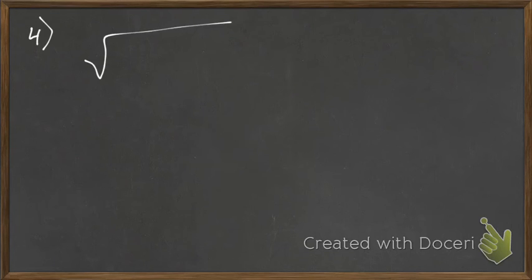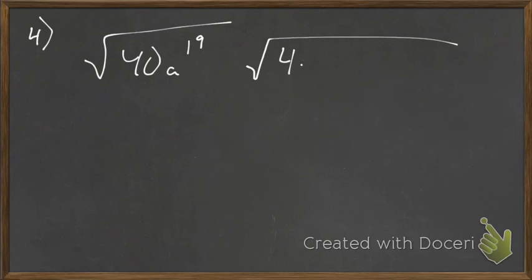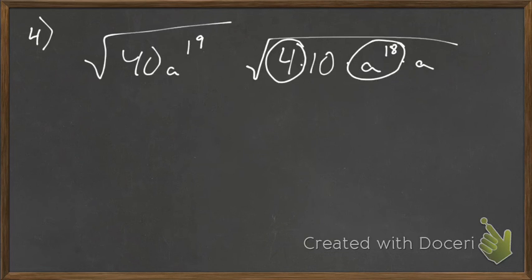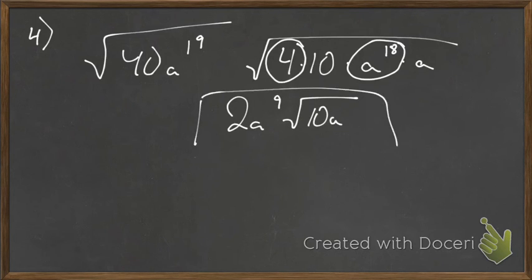So, what do you notice is a little different about number 4, though? You can't divide it by 2, so watch what I'm going to do. Here's how I'm going to break this guy up: a 4, a 10, an a to the 18th, and an a. I then like to circle what can come out. 4 can come out, and a to the 18th can come out. That comes out as 2a to the 9th, square root of 10a. Notice inside my radical, 10a, there's no perfect squares left as factors.